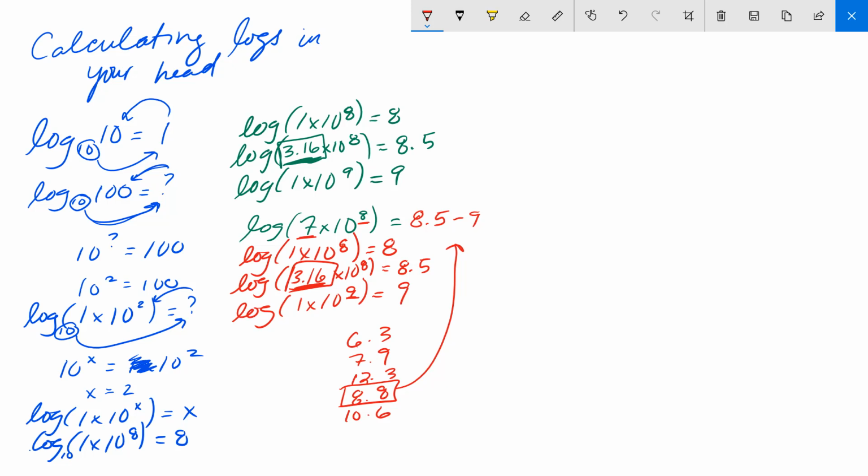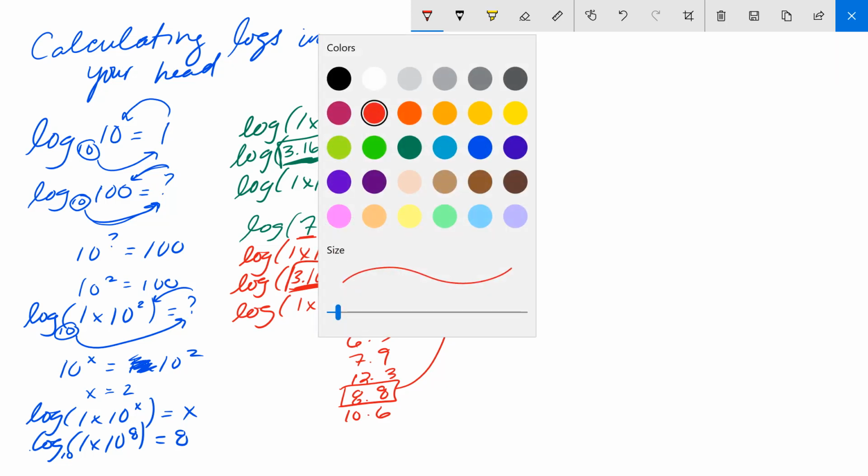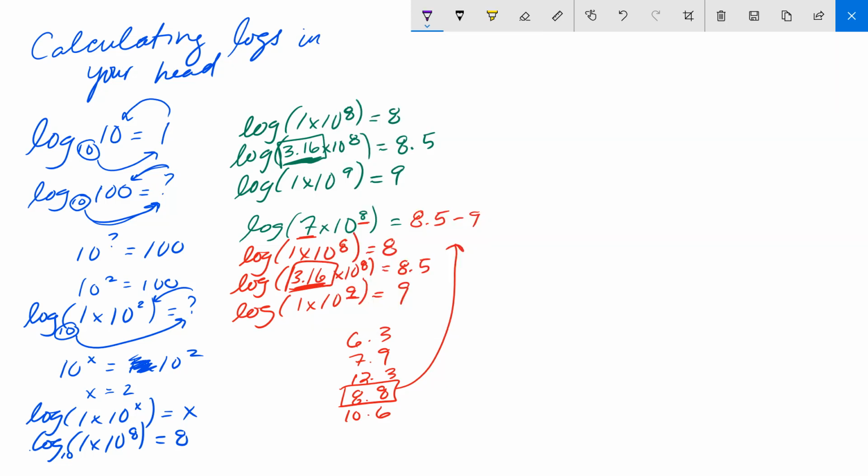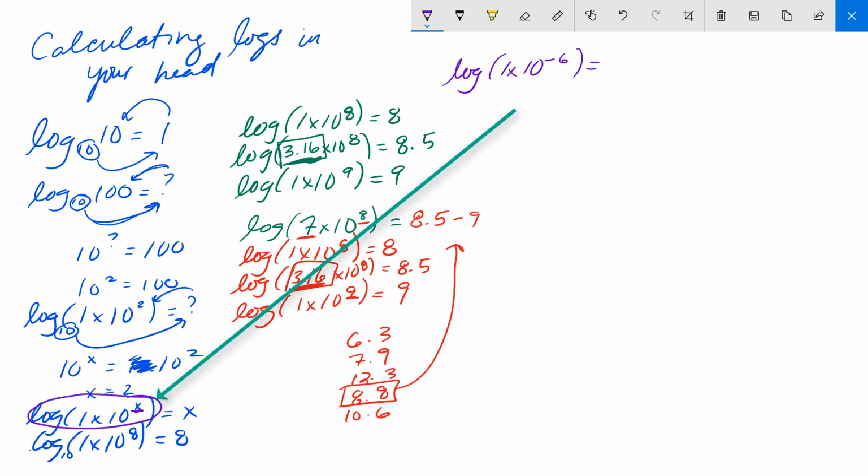Now you may be saying to yourself, these logs are a lot easier than the ones we see on the DAT, and that's true. Let's go over some harder ones and see how they may actually show up on the DAT. When we're working with pH and pOH, the values are usually so small that they have negative exponents rather than positive exponents. However, we learned clear back over here that the log of 1 times 10 to the anything is equal to that anything.